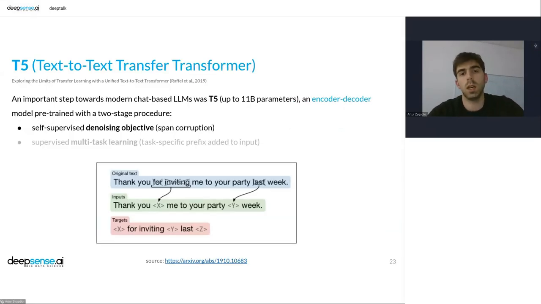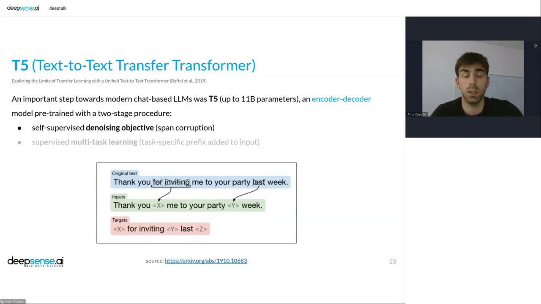Okay, another idea invented at Google is called T5, which stands for Text-to-Text Transfer Transformer, released by the end of 2019. And it's considered an important step towards how we actually operate the LLMs nowadays, those chat-based models. And let me now tell you why. T5 was also much larger than previous models. It was 11 billion parameters. And it was an encoder-decoder similar to the original transformer.